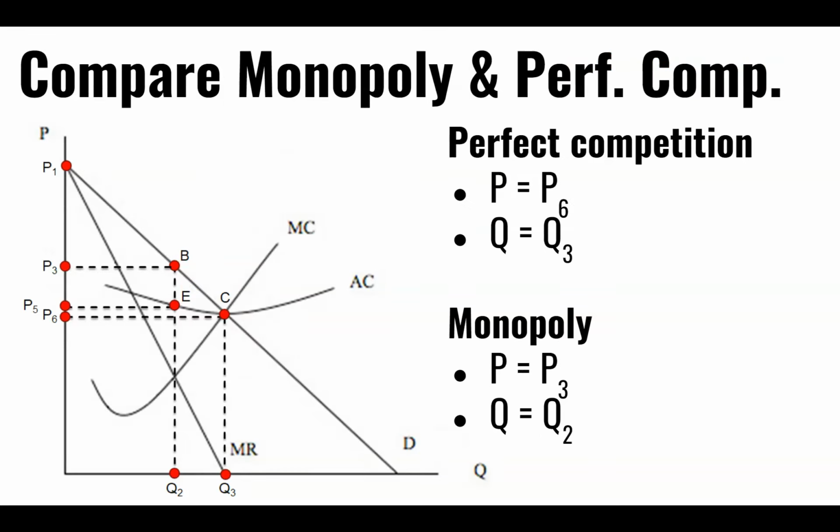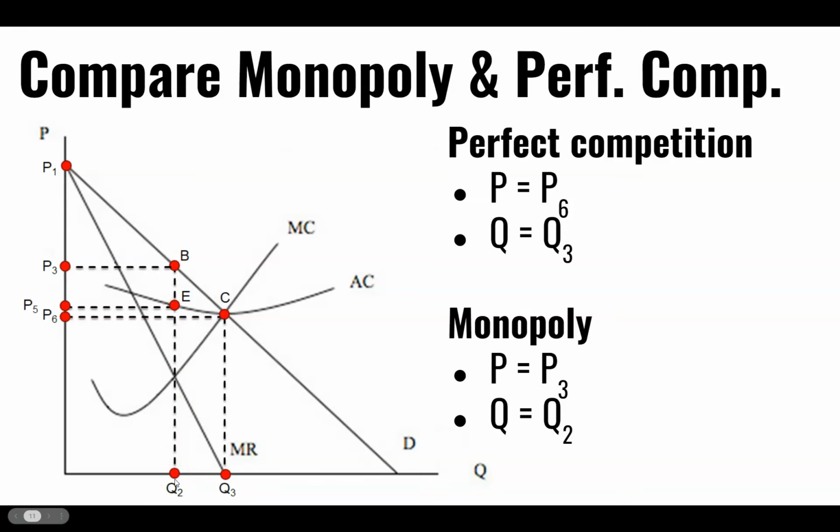Now we can compare this outcome to perfect competition to see how the existence of a monopoly affects the overall price and quantity of the market. So the monopolist, MC equals MR, would be producing at a quantity of Q2 and a price of P3, because that is the price people are willing to pay for a quantity of Q2.